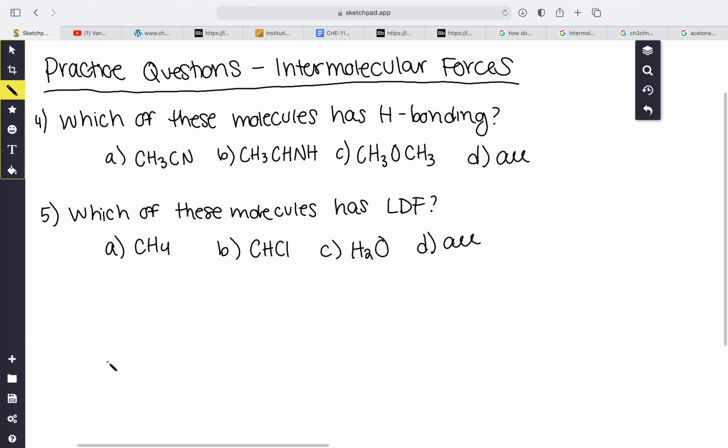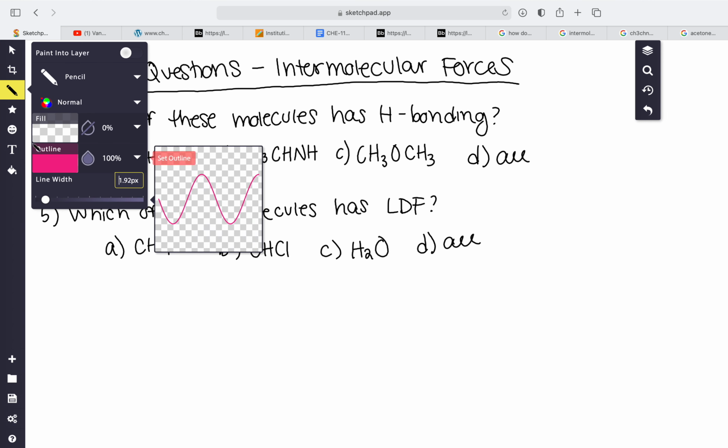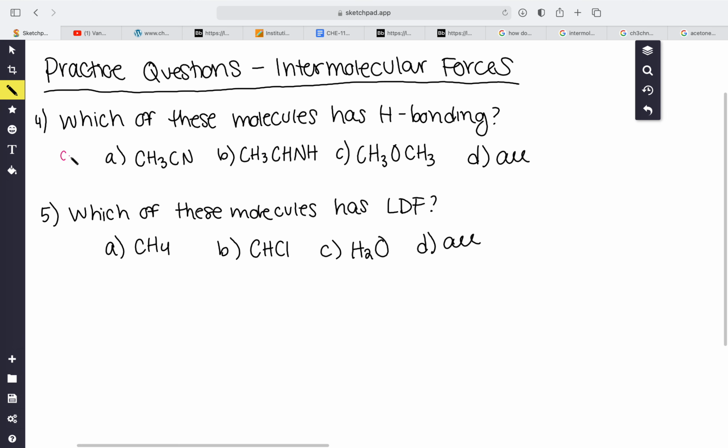So, which of these molecules has hydrogen bonding? So the first one is CH3CN. The first thing I'm going to do is actually draw out the molecules. So we have C with 3 H's around it. And we have another C, and it's going to be bonded to a nitrogen. Okay, so right away I can tell that this doesn't have hydrogen bonding because the nitrogen present doesn't have a hydrogen attached to it. So we're going to say no.